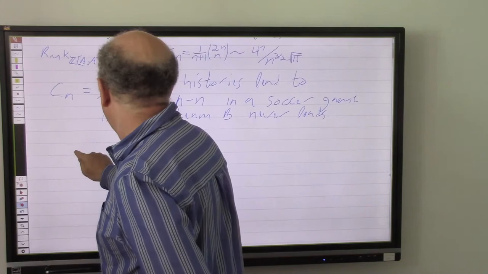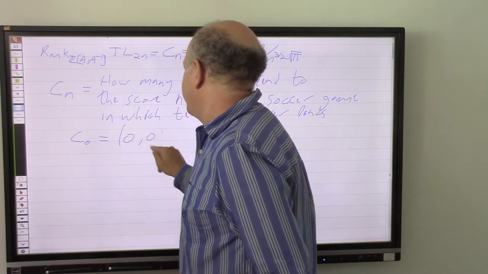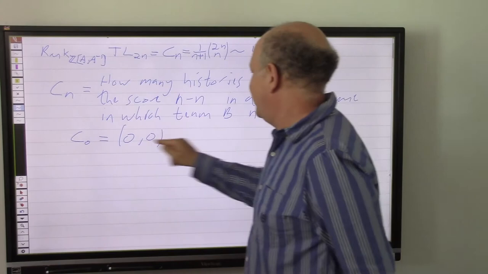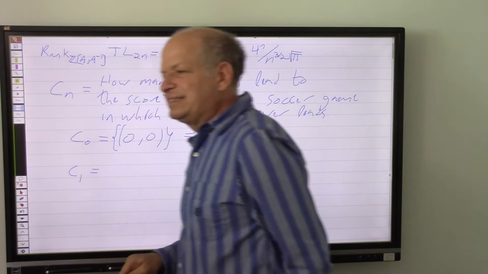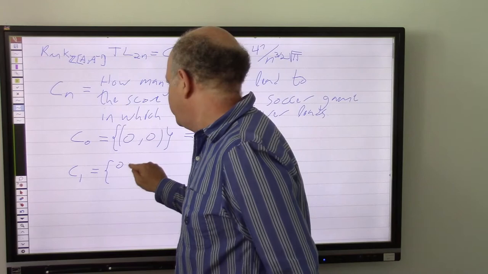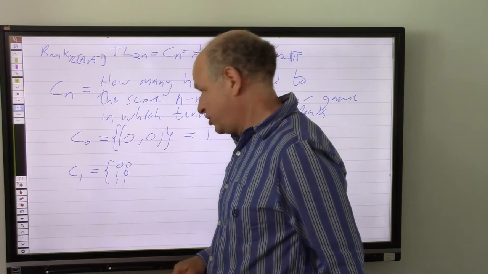So what is C0? How many histories lead to the result 0, 0? Well, the result is always 0, 0. And so the answer is that there is only one such history, and so Catalan of 0 is 1. How many histories lead to the result 1, 1? Basically, the result has to start with 0, 0. Then team B cannot lead, so team A must score. And then the result has to end with 1, 1, so team B scores, so the result now is 1, 1. And the answer is, well, there is still only one history.